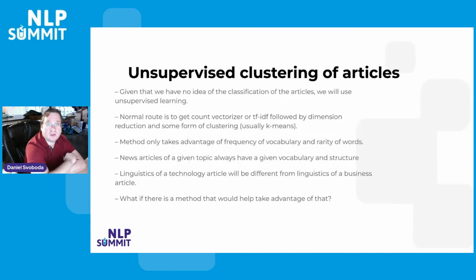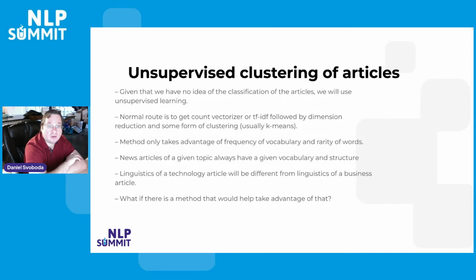Unsupervised clustering of articles means that we have no idea what the classification is, and we want to infer data from it. So the normal route is to get another numerical vector followed by dimension reduction and some form of clustering algorithm like k-means. The downside is that we can only get frequency of vocabulary or rarity of words with TF-IDF.